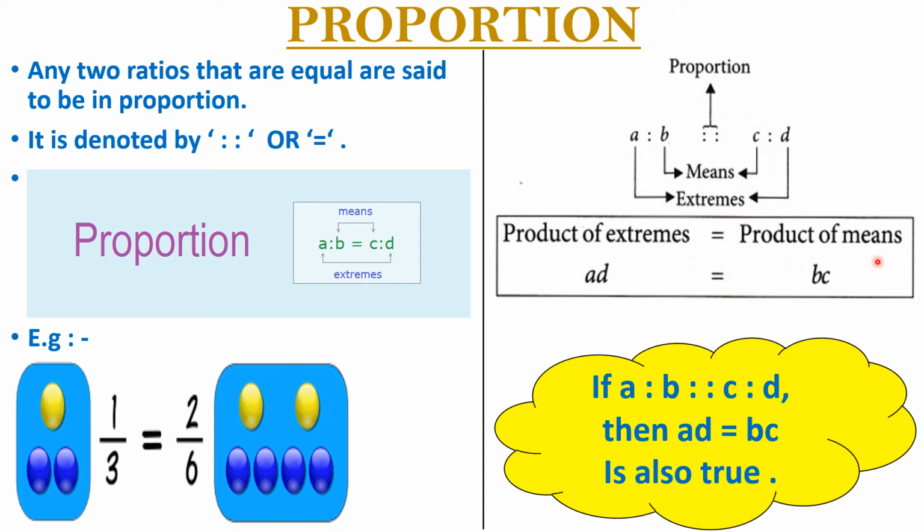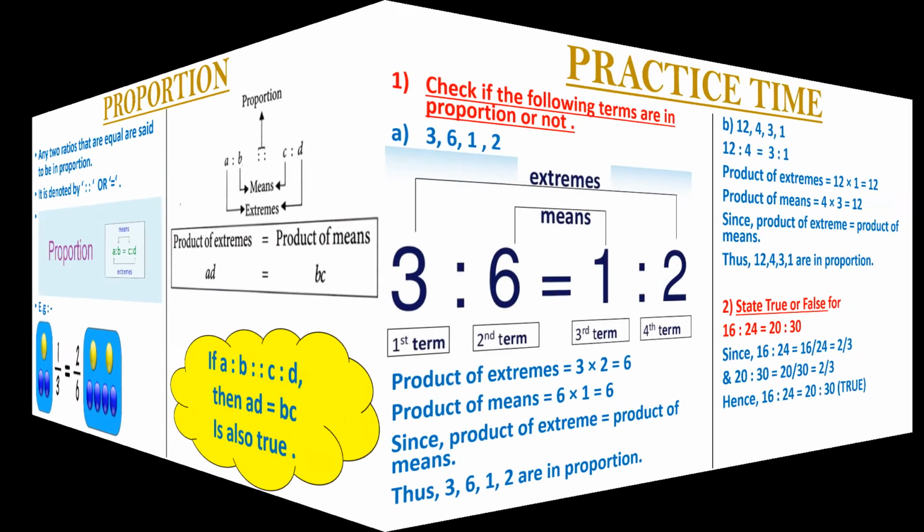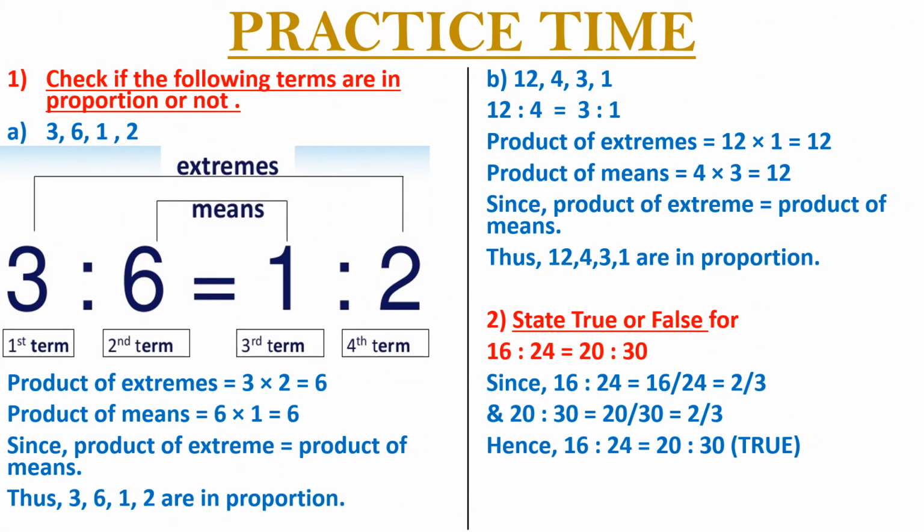Remember children, to find whether the given numbers are in proportion, check whether product of extremes is equal to product of means or not. If the product of extremes is equal to product of means, then only we can say both the ratios are in proportion. Let us practice a few sums related to proportion.